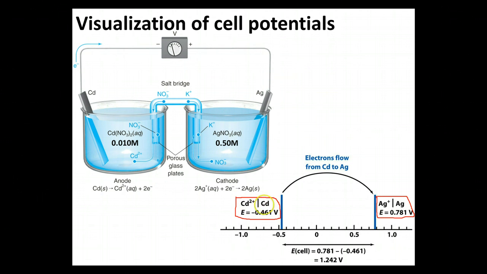So our reduction potential for this side would be negative 0.461 volts. This one would be positive 0.781 volts. And when we think about how far away those two will be from each other, we say that our cell voltage will be 1.242 volts.